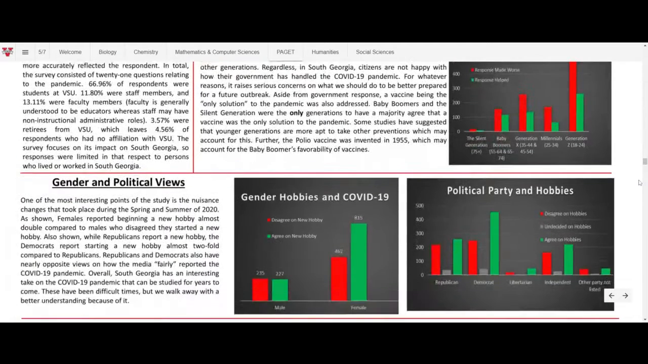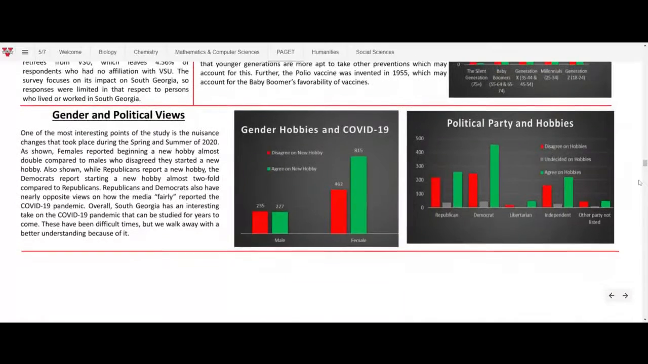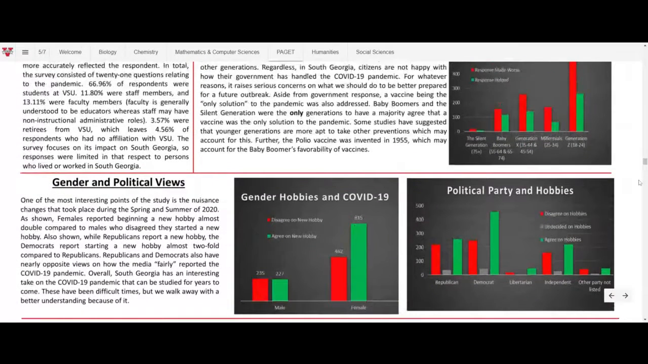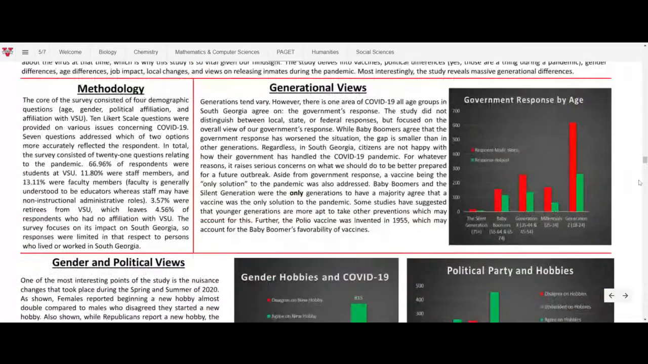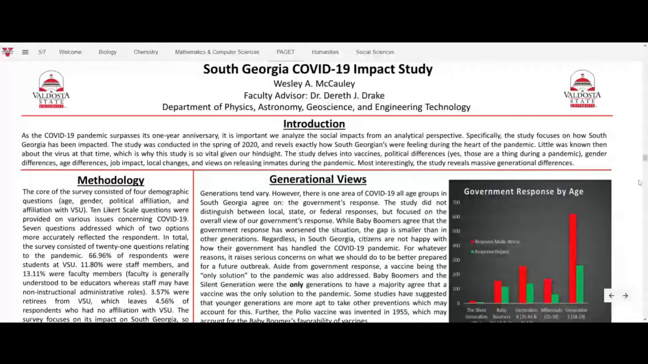The last thing I'll note is that South Georgia seemed to view that it is the government's role to handle a pandemic, to be prepared for this, but they do not approve of what the government has done to do that. And I just think this survey and the data that we gathered is going to be able to be used in future studies so that we can be better prepared. God forbid something like this happen again.